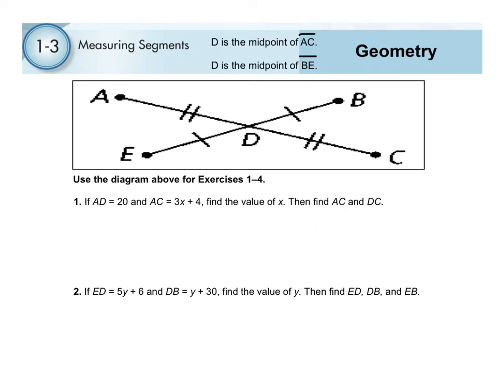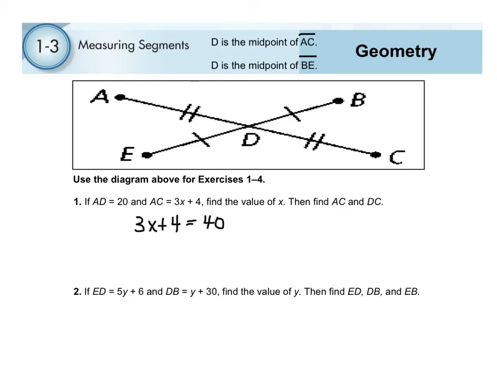So let's take a look at number one. Number one says if AD is 20 and AC is 3x plus 4, find the value of x, then find AC and DC. So AD is this segment right here, that's 20. AC is the whole thing, which is 3x plus 4. If AD is 20, I'll go ahead and mark this on here, then since AD and DC are equal, this is 20. So how long is AC? That is 40. So now I can say AC is 3x plus 4, and this needs to be equal to 40 units.